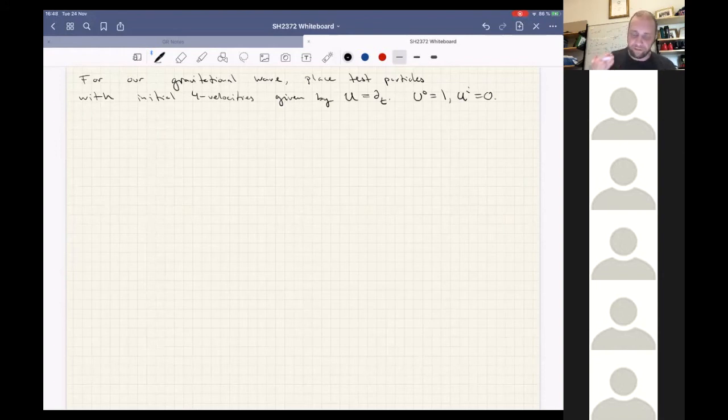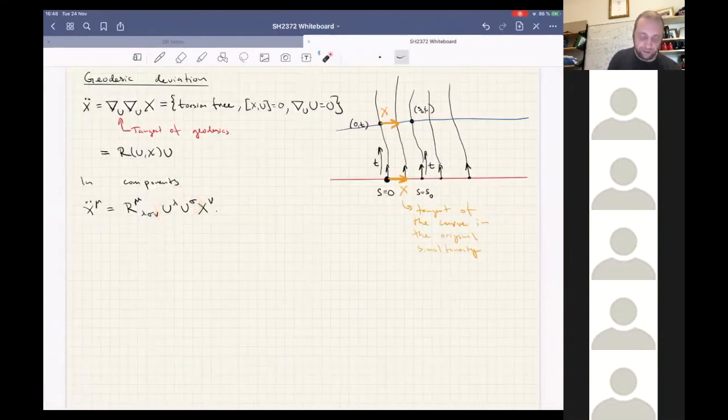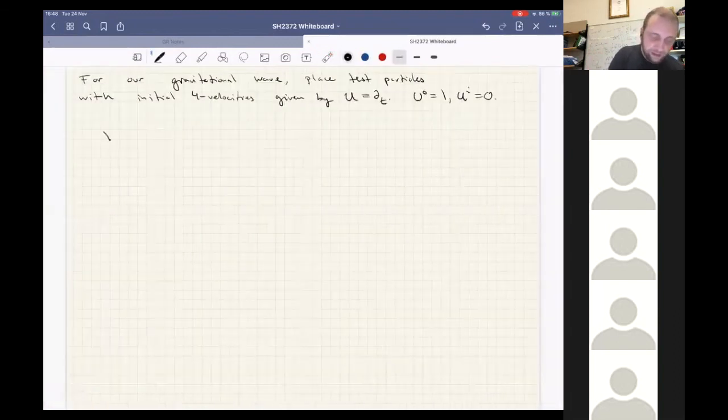Or rather, since they're going to move slowly, we're going to approximate this to be the case all the time and see what happens to the geodesic deviation equation. So if u only has a time component that is equal to 1, this u picks out the 0 component there, and the u's are both 1 for that. So what we're going to be left with is that x dot mu is equal to R0 0 mu nu x nu.